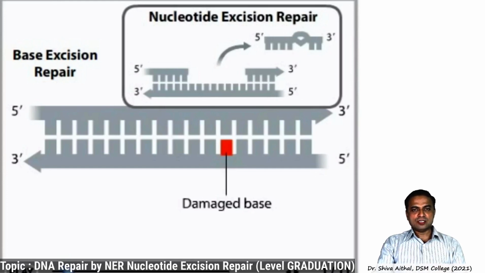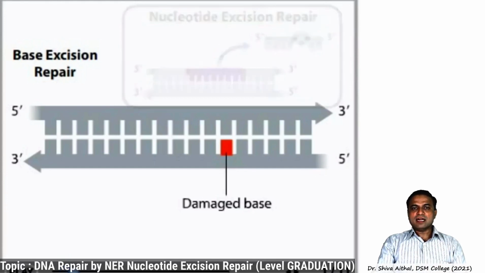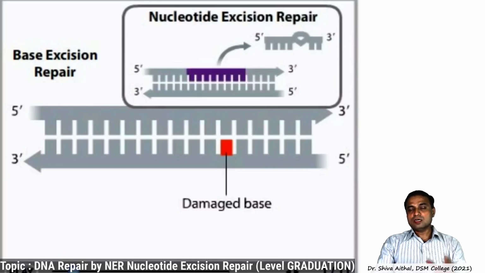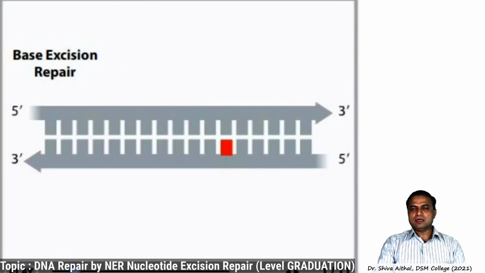Base excision repair, on the other hand, works directly on the defective base, meaning it does not harm the healthy bases as we saw in nucleotide excision repair. So this is the difference between nucleotide excision repair and base excision repair.